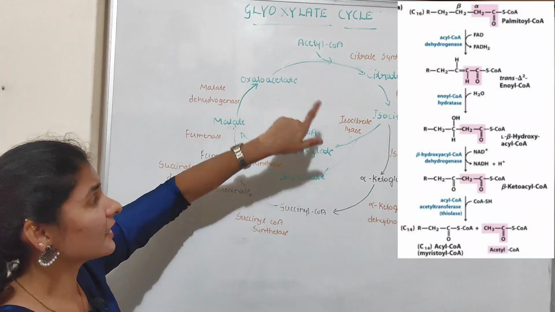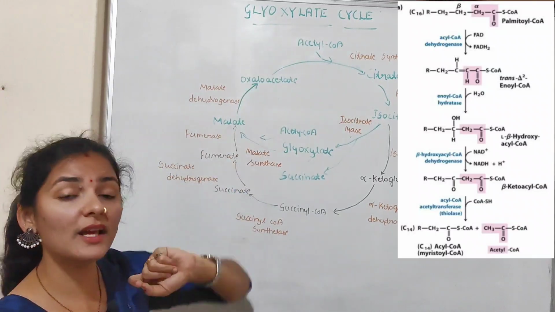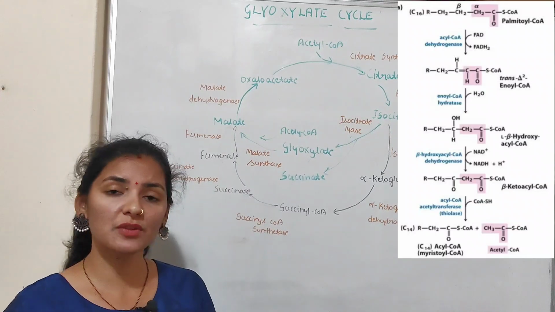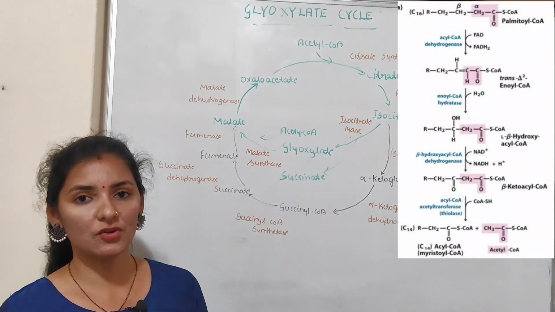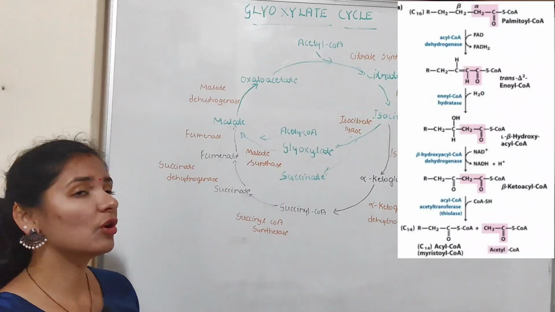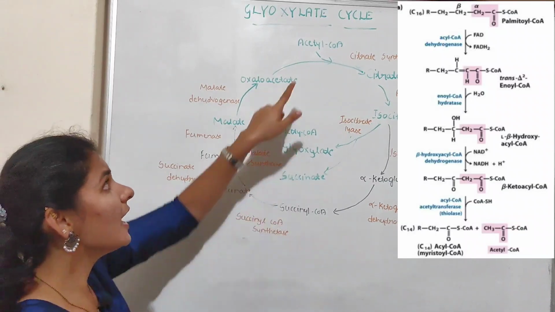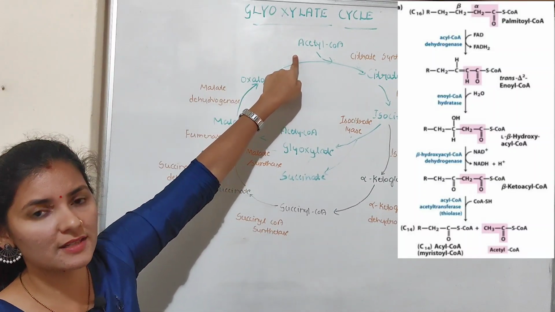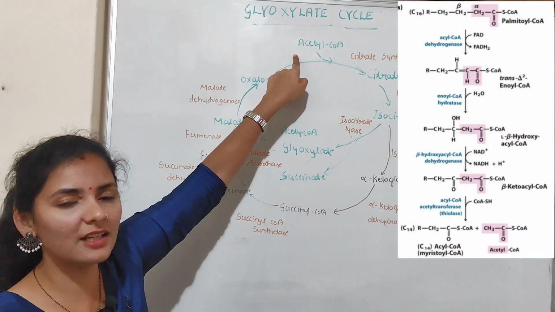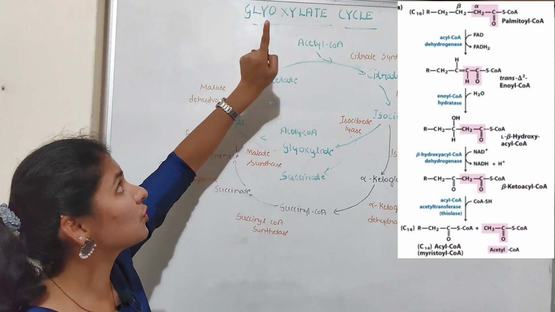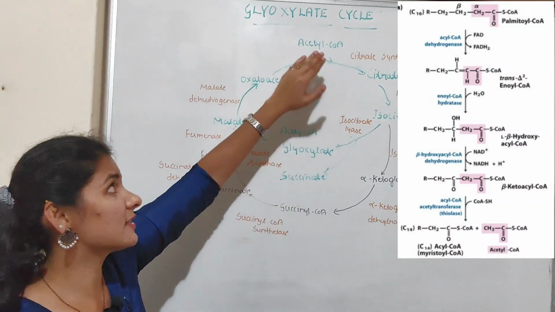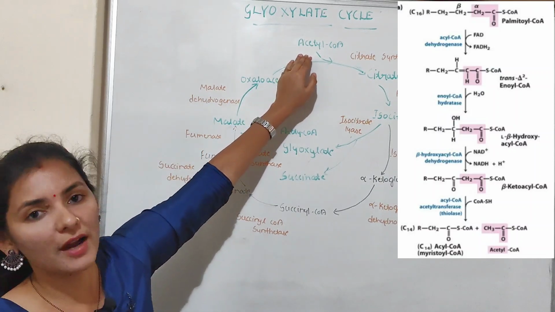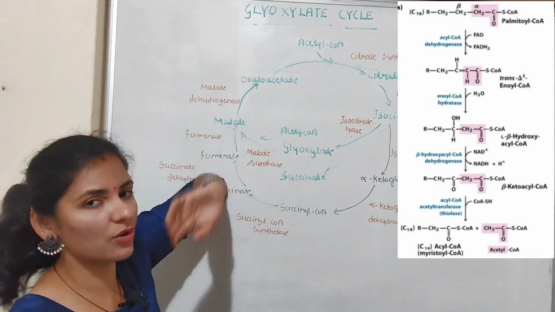In the glyoxylate cycle, this acetyl-CoA is formed as a result of beta oxidation of the fatty acid, and beta oxidation of the fatty acid takes place in the glyoxysome itself. So, as a result of beta oxidation of the fatty acid, acetyl-CoA is formed, and this acetyl-CoA will not oxidize in the Krebs cycle, or it won't enter the Krebs cycle. Instead, it enters only the glyoxylate cycle. So, acetyl-CoA, which is formed as a result of beta oxidation of the fatty acid, will enter only the glyoxylate cycle.